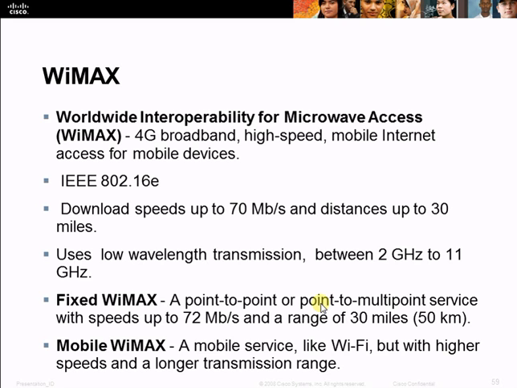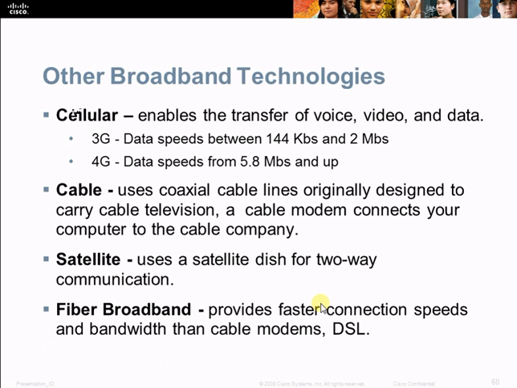And then we have some other types. We have cellular, which was the 3G and the 4G. Cable, which uses coaxial cable line. Satellite, which uses a satellite dish for two-way communication. Usually that would be used in rural areas. And then the fiber broadband, which is faster, more reliable, no interference from weather. It could be DSL also, and Verizon is the big provider of this.